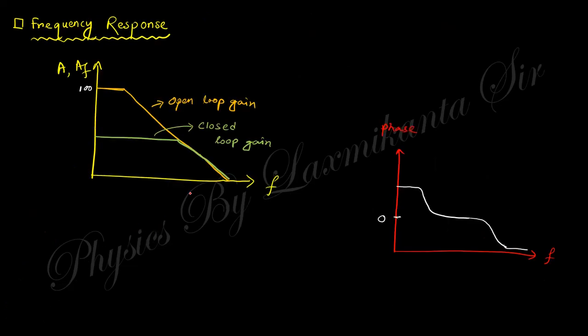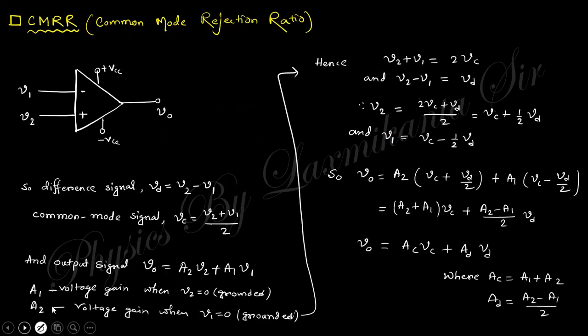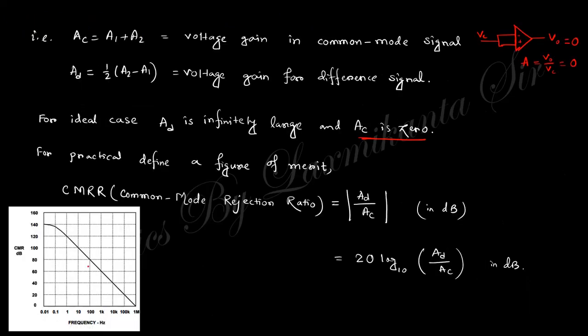And if you know about the frequency response, the frequency response for open loop gain is like that, and for closed loop gain will be like that, and the phase change will be like that. Now know about the important parameter, that is the common mode rejection ratio, CMRR. What is common mode rejection ratio? For that you need to know about the common mode and the difference mode. Common mode is when these two voltages are common, then the output will be 0, as discussed before, since the input impedance is high, so this output voltage again will be 0.